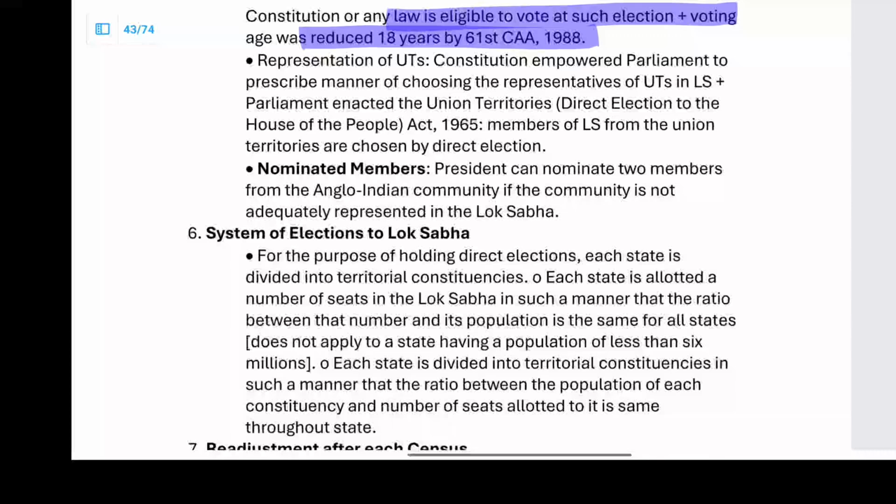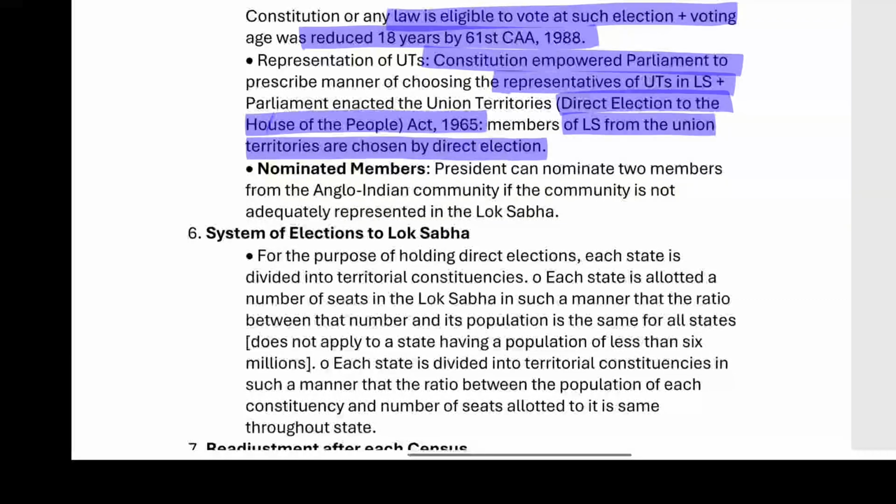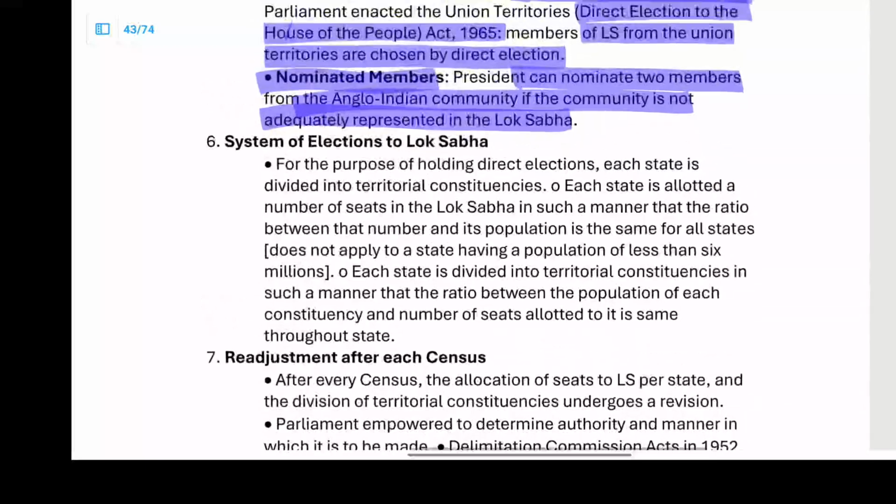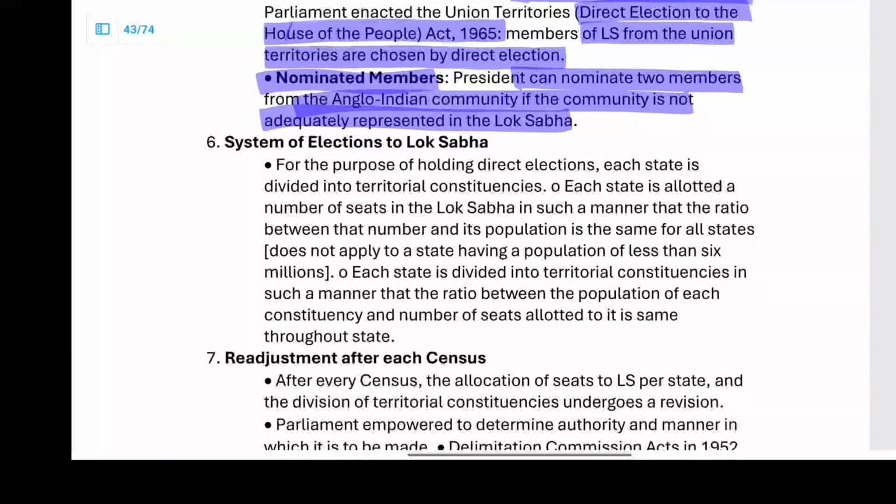Representation of the Union Territories: choosing the representatives from the Union Territories, direct election to the House of the People. Members of the Legislative Assemblies from the Union Territories are chosen by direct election. Nominated members: the President is the one who is nominating if the community is not adequately represented in the Lok Sabha. So who is nominating? The President is the one who is nominating if the community is not adequately represented.